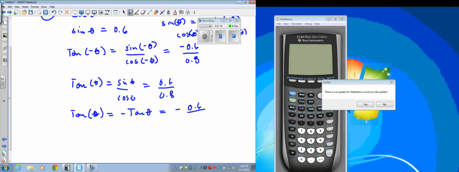But if you did it this way, technically what you're doing is putting a minus sign in front of the sine, which makes no difference, because a minus here is the same as a minus out here.